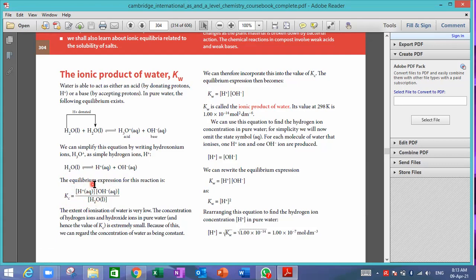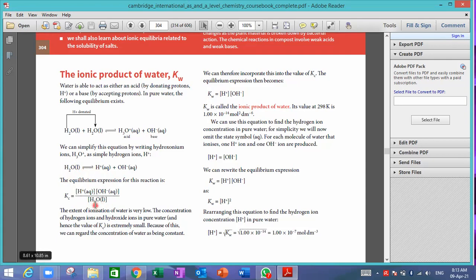When we write brackets in this way, this means concentration. So the Kc equals the hydrogen ion concentration times the OH ion concentration divided by the concentration of water. But we said that water dissociates so slightly to give the hydrogen ions and OH ions, so we are going to consider the concentration of water to be constant. It means that as if no part of it dissociated. So the concentration of water is a constant.